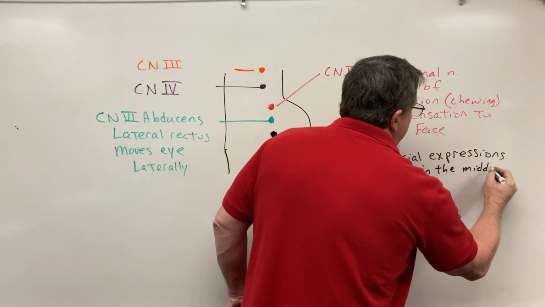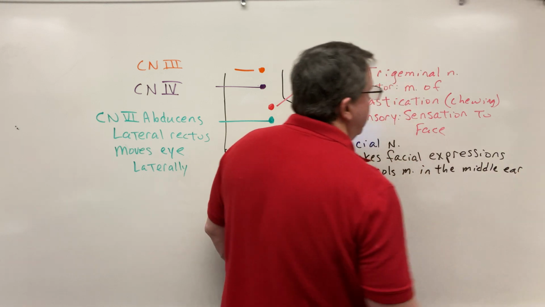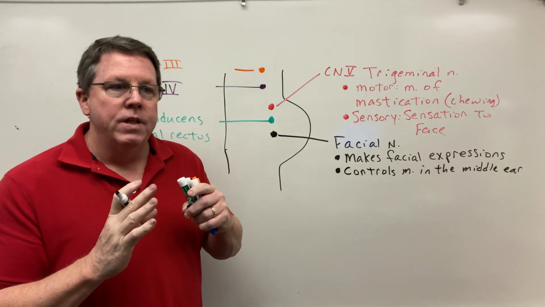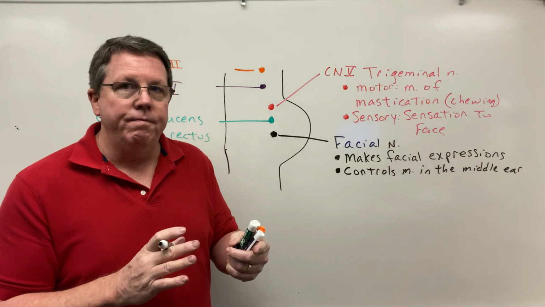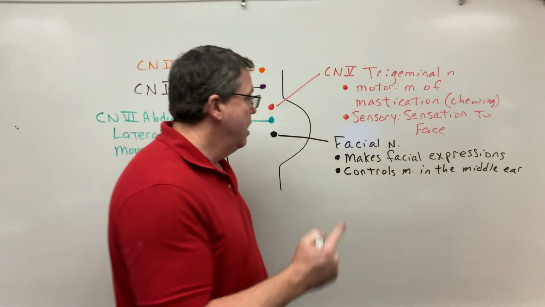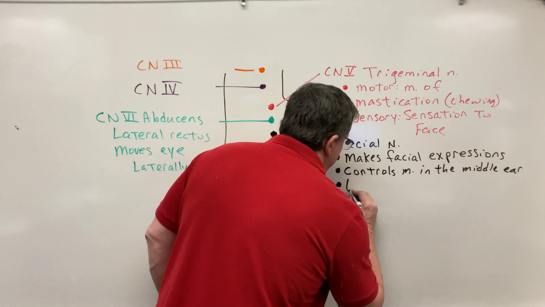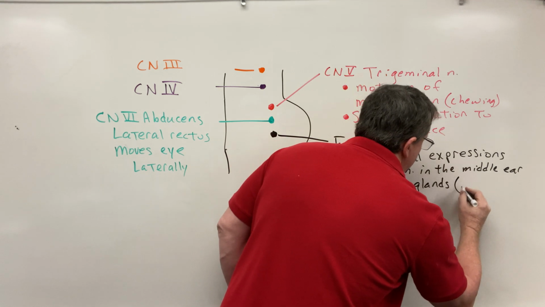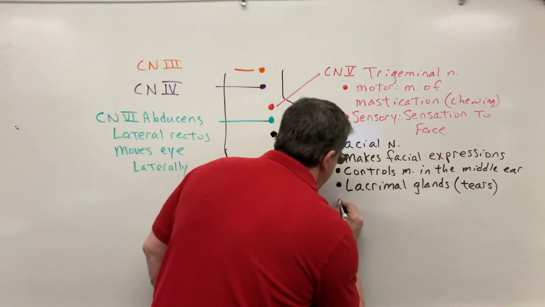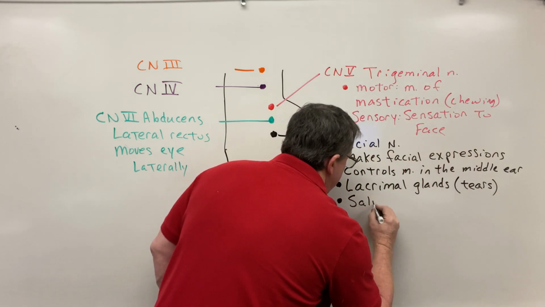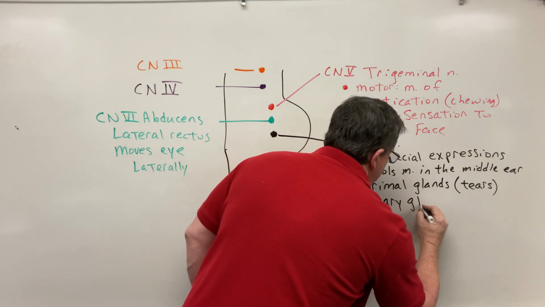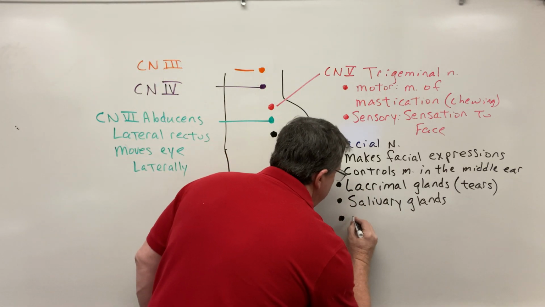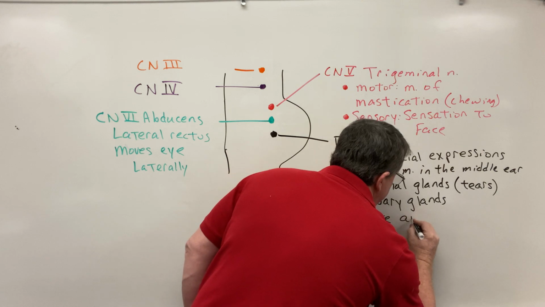And the reason you have muscles in the middle ear is because if noises are too loud, those muscles actually contract, and they basically decrease the vibrations of the eardrum, so that way you won't get ear damage from it. The facial nerve is also going to play a role in your lacrimal glands. Your lacrimal glands are going to produce tears. Right? It controls 2 salivary glands. Okay. Oh, and it does taste to the anterior 2/3 of the tongue.